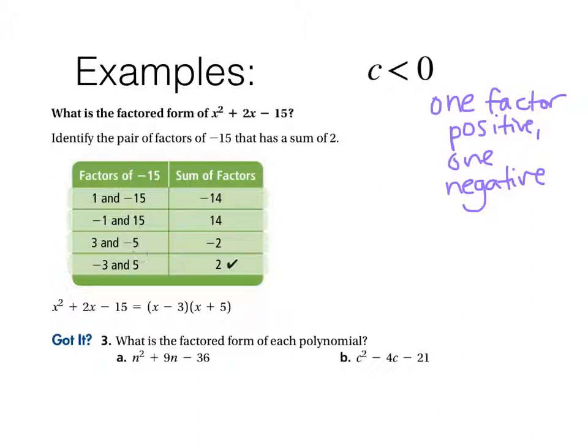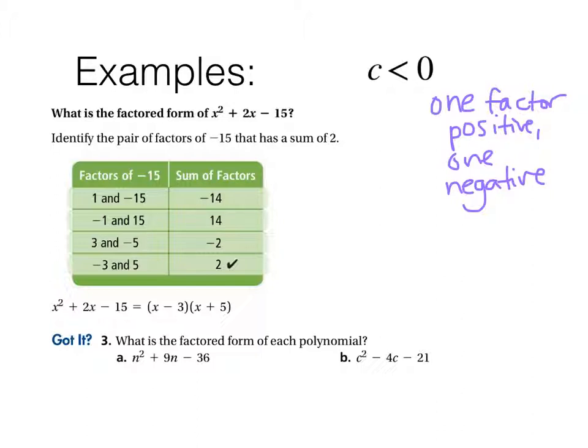3 and negative 5, negative 3 and 5. So in this case, the only one that adds up to a positive 2 is a minus 3 and a plus 5. You try these two. I want you to pause it and try them, and I will go ahead and write it out.